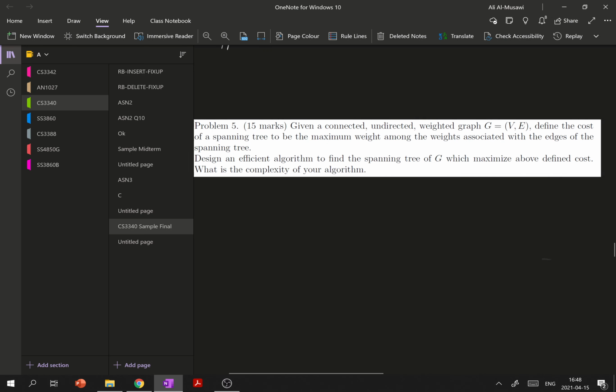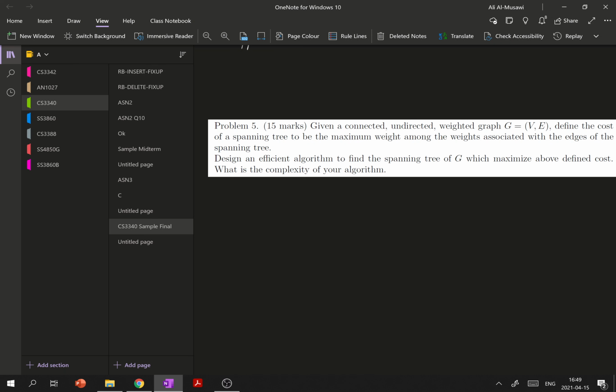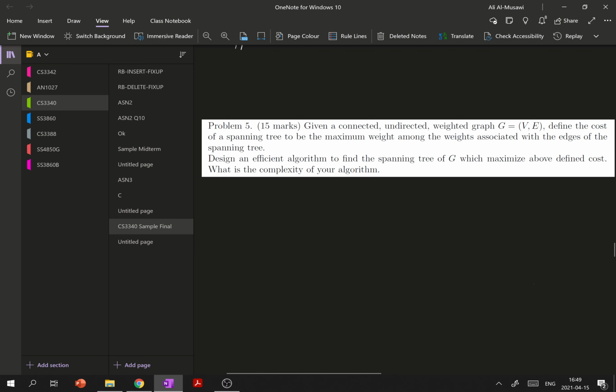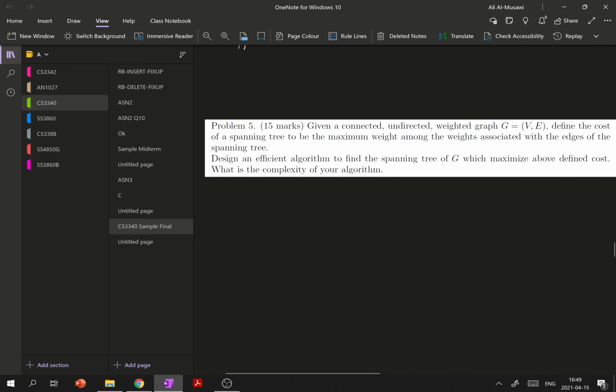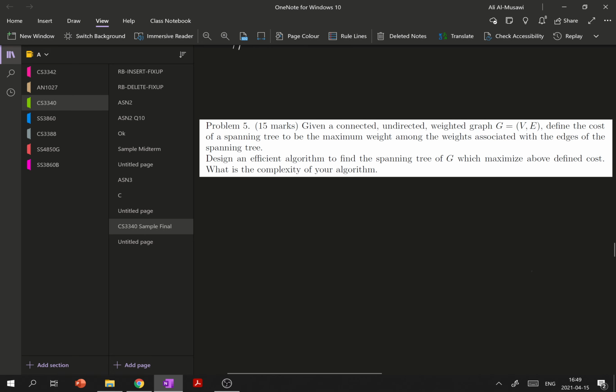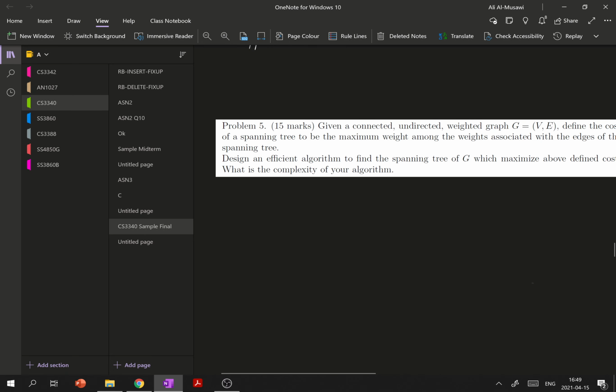Welcome to this video. In this one, I'll show you how to solve problem 5 of the sample final. We're given a connected undirected weighted graph G. Define the cost of the spanning tree to be the maximum weight among the weights associated with the edges of the spanning tree. Design an efficient algorithm to find the spanning tree of G which maximizes the cost above.